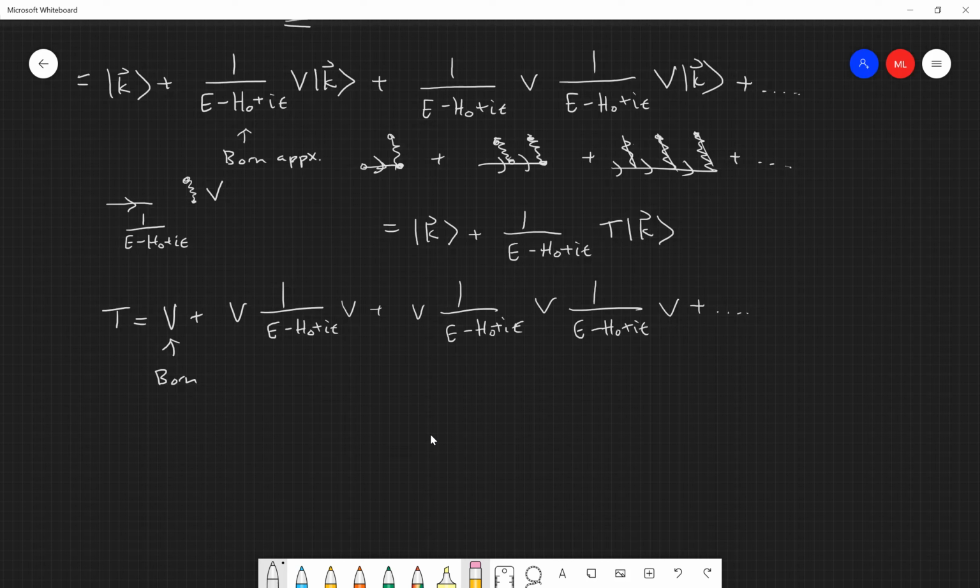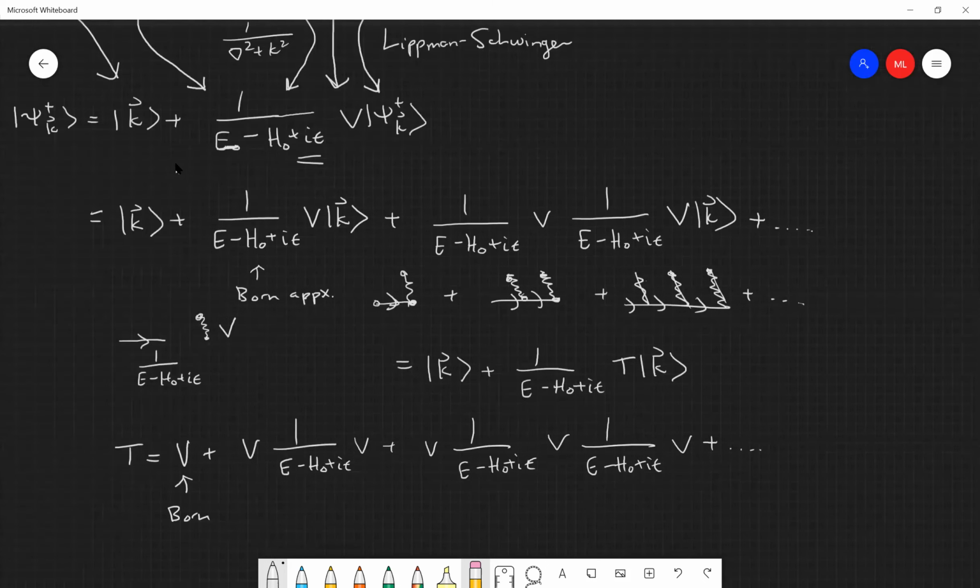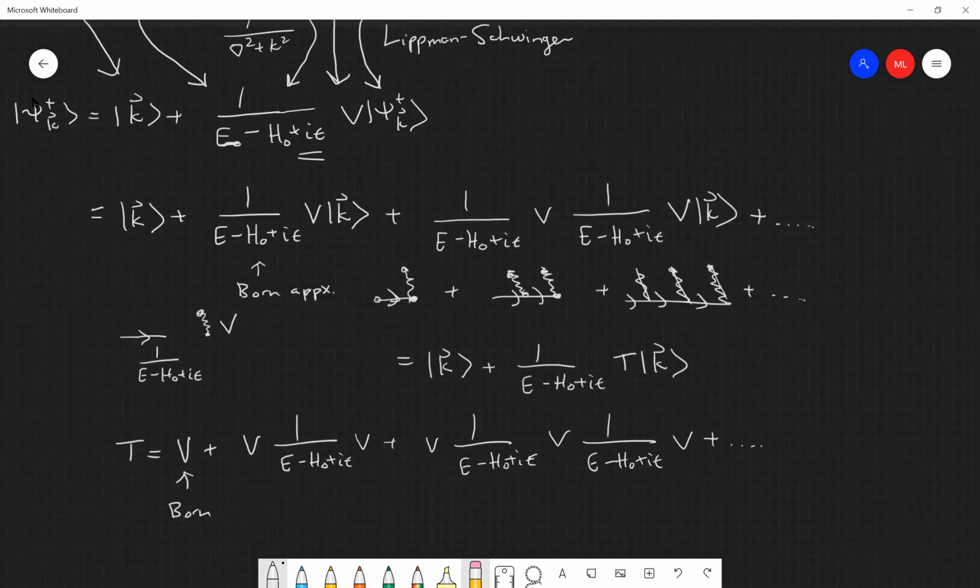And this thing is called the T matrix. It'll be important, as we'll see. And in some sense, if you know the T matrix exactly, then you know the exact solution to your scattering problem, right? You would have solved this sort of iteratively.